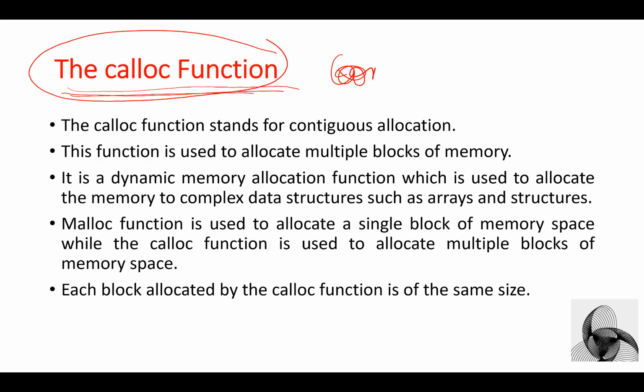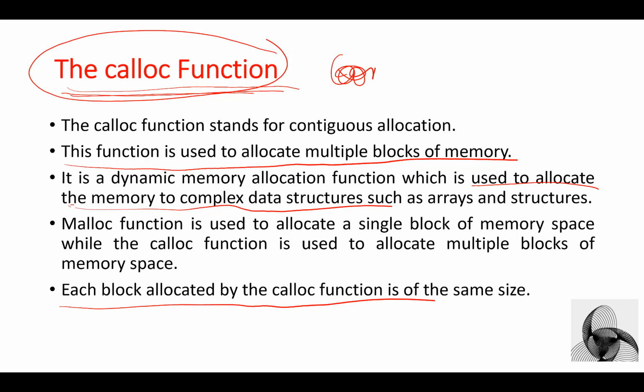Next one is the calloc function. The name calloc stands for contiguous allocation. The malloc function allocates memory and leaves the memory uninitialized, whereas the calloc function allocates memory and initializes all bits to 0. This function is used to allocate multiple blocks of memory. It is a dynamic memory allocation function which is used to allocate memory to complex data structures like arrays and structures. And each block allocated by the calloc function is of the same size.